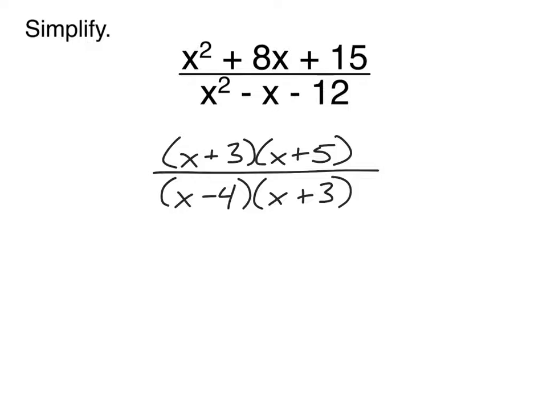So there wasn't anything I could do really obviously on the top at the start. But now that I factored it into this form down here, there is something I can do. Because what do you see that's in both the top and the bottom there? The x plus 3's, yeah. And so I'm going to go ahead and cancel out those x plus 3's. When we do so, we're left with x plus 5 over x minus 4.